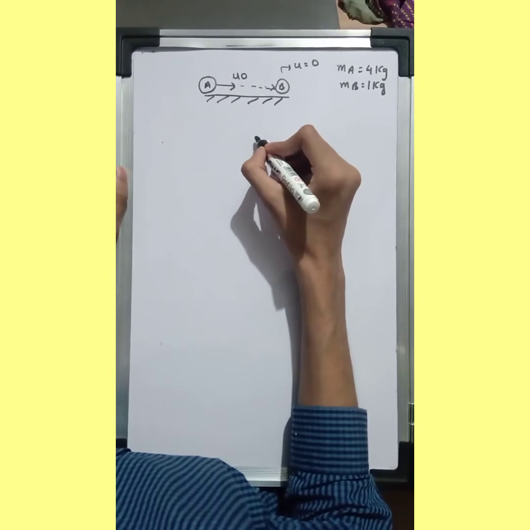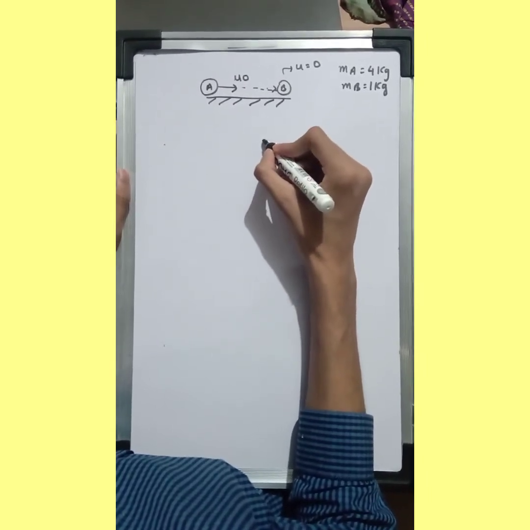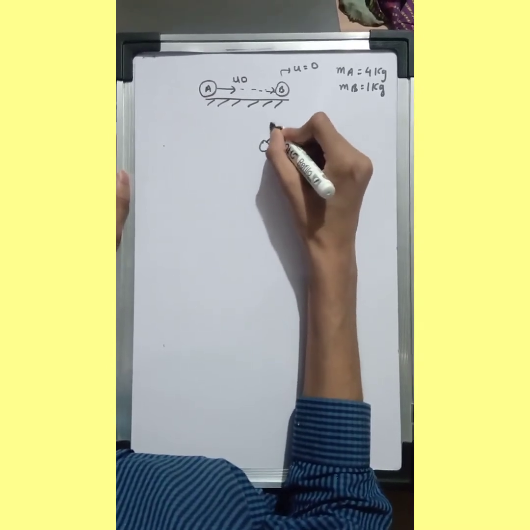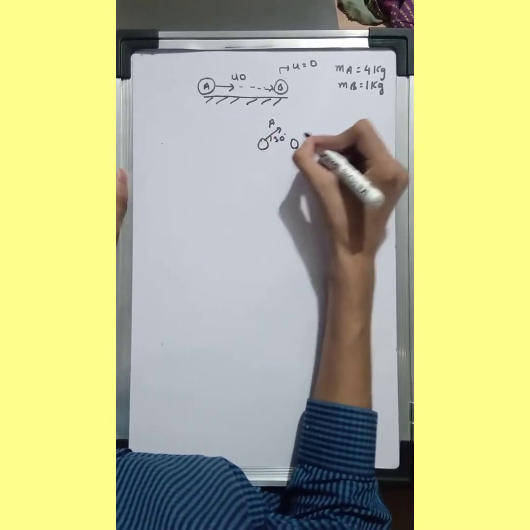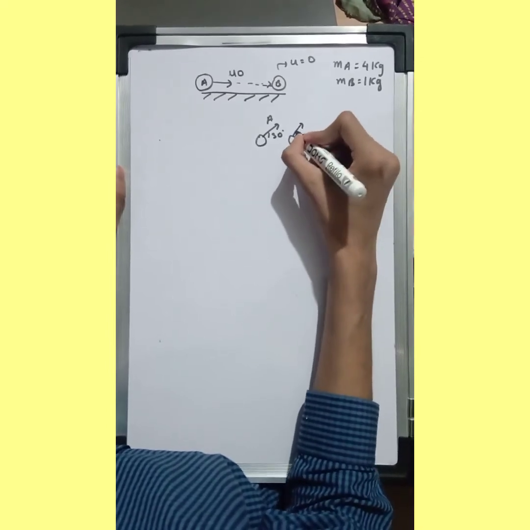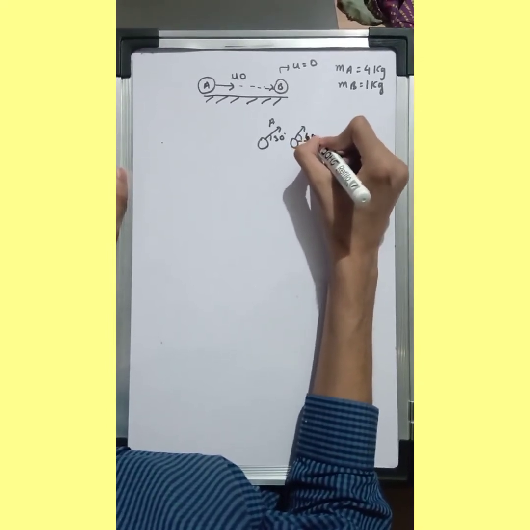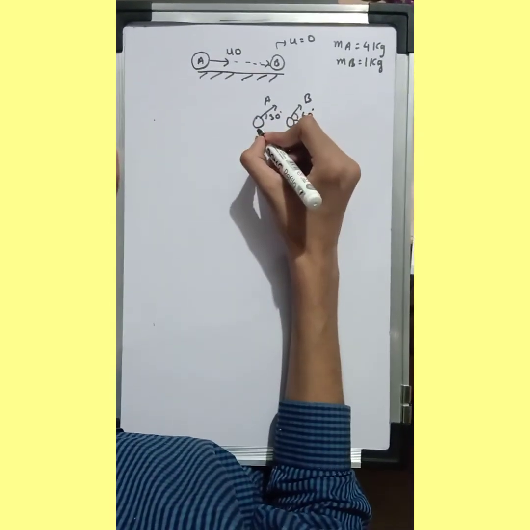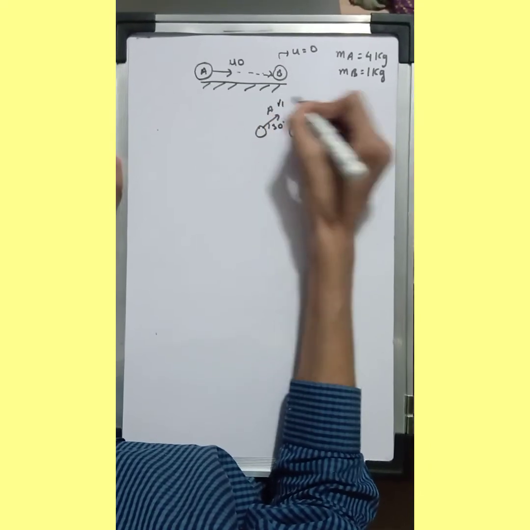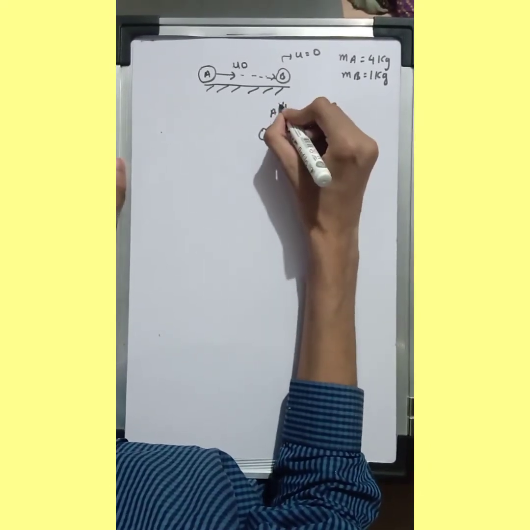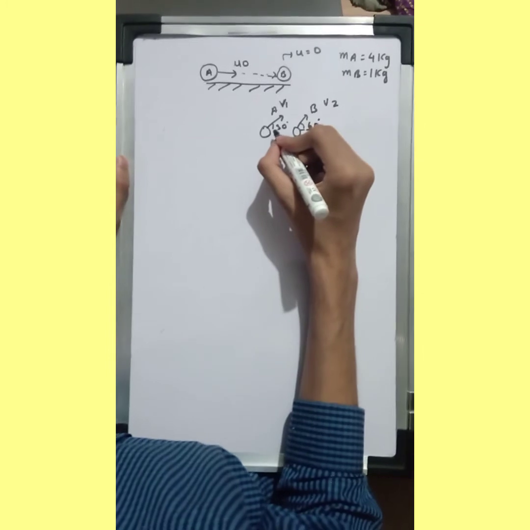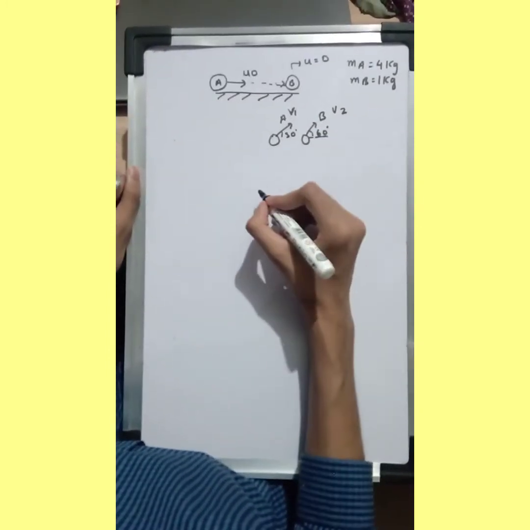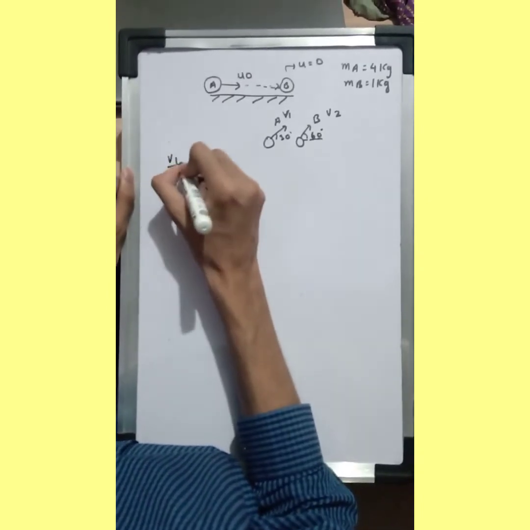We are given the directions in this question. It is given that A moves 30 degree with the ground and B moves 60 degree with the ground, with different velocities. Let us call these v1 and v2. So v1 is the velocity of A after the collision, and v2 is the velocity of B after collision. We are required to find v1 by v2.